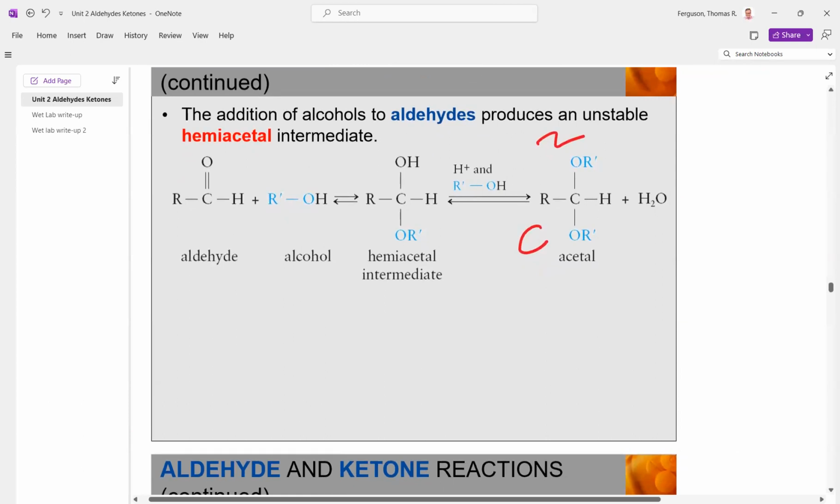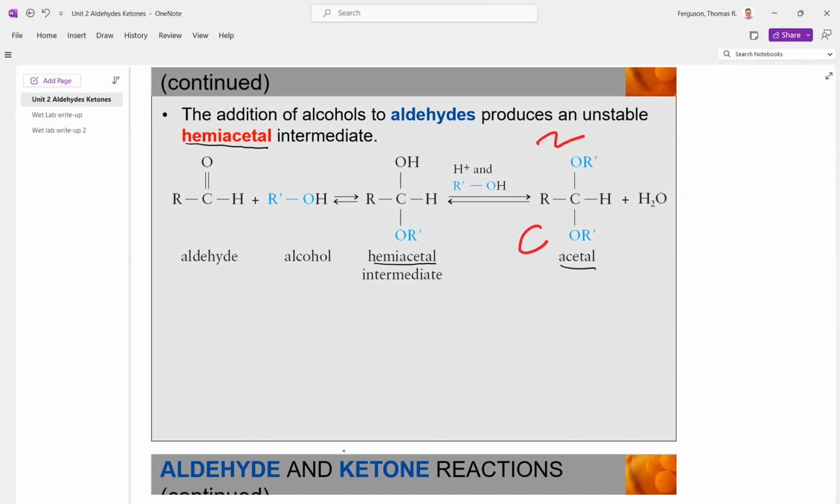Now, today I want to get into what happens when we take an alcohol and an aldehyde together, or an alcohol and a ketone together. Okay, so when we take an aldehyde and an alcohol together, we form something called a hemiacetal. And then it continues to react to form an acetal. So the hemi, we're going to have two of these: a hemiacetal and a hemiketal. One starts with a ketone, one starts with an aldehyde.